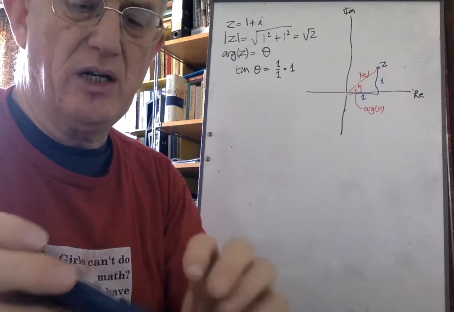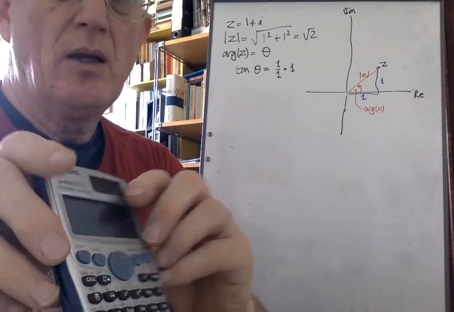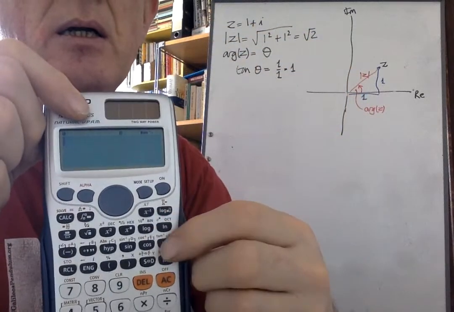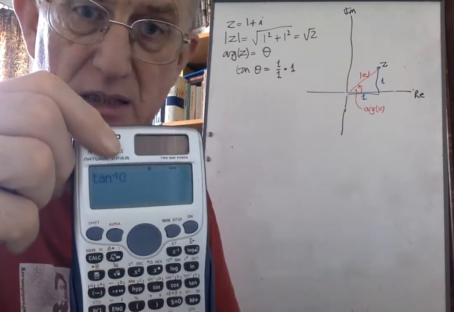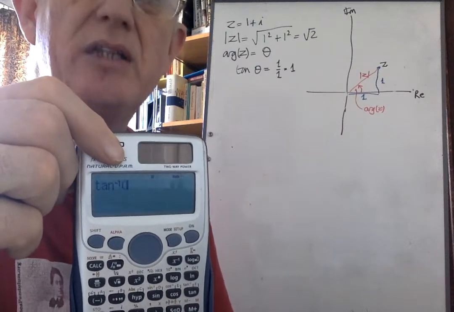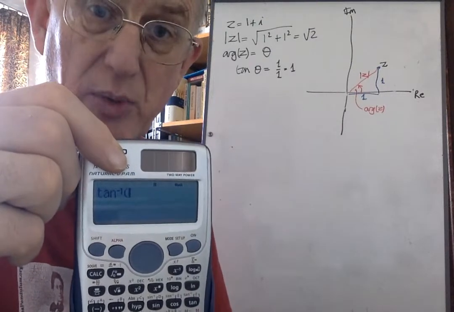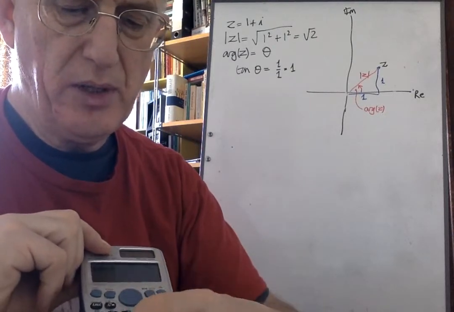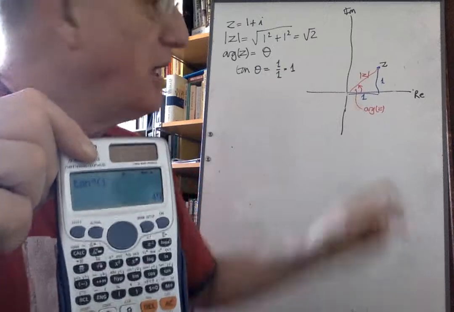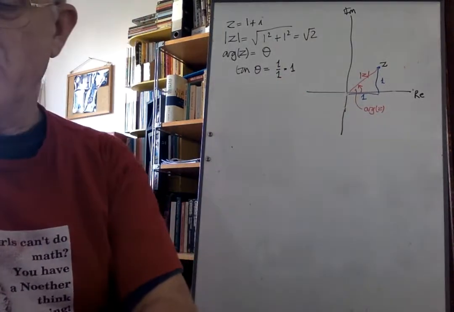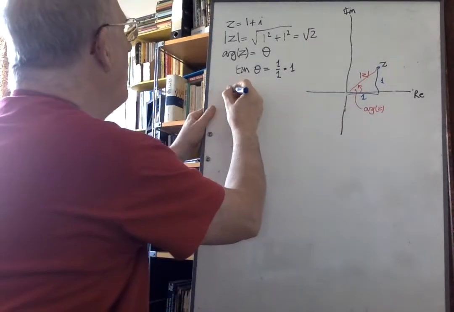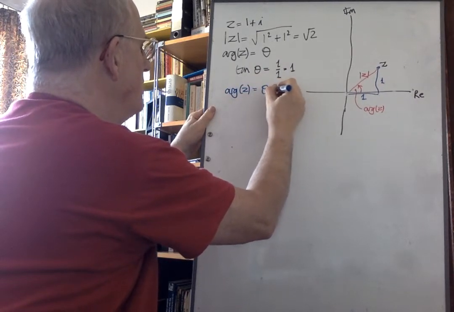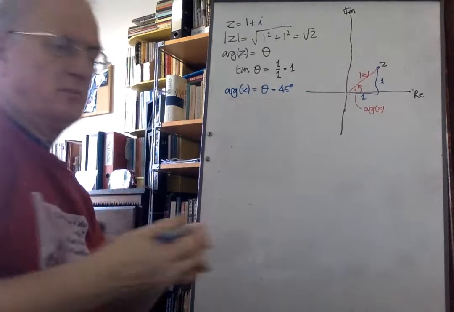Then we can turn to our calculator and press the shift key, press the tan key, and you see it says tan minus 1. That means the calculator is finding out not what the tan of 1 is, but what angle has a tan of 1. Put in 1. Press equals, and it says 45, and that looks right. So, argument of z equals theta equals 45 degrees.